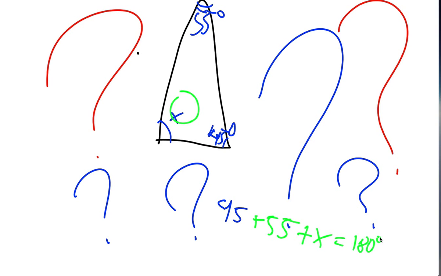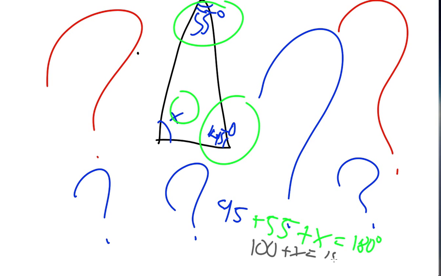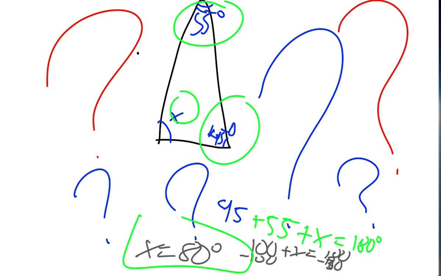Remember, if x, just like 45 and 55, is an acute angle under 90 degrees, then we have an acute triangle. If it's equal to 90 or greater than 90, then we're dealing with either a right triangle or an obtuse triangle. So let's solve for x. 45 plus 55 is 100, plus x is 180. We can take 100 from both sides, and we'll find that x is equal to 80 degrees. 80 degrees is less than 90 degrees, just like all of the other angles, so this is an acute triangle.